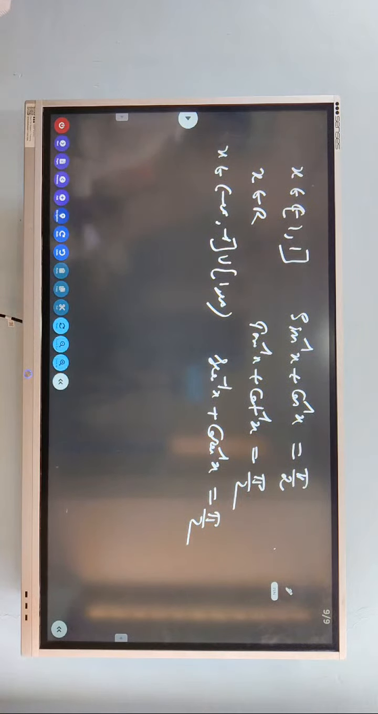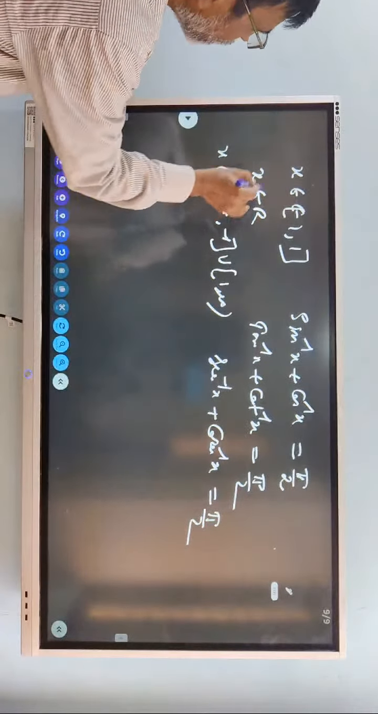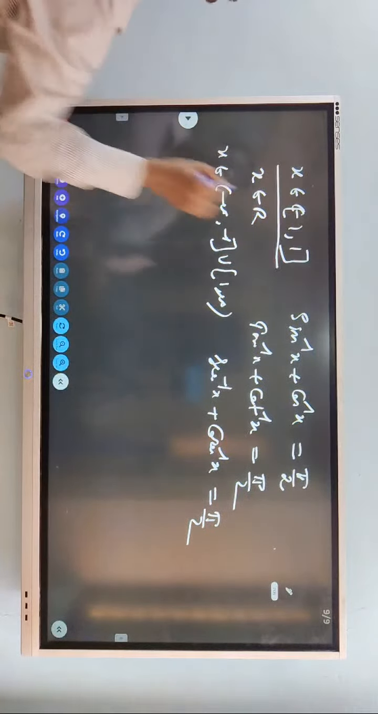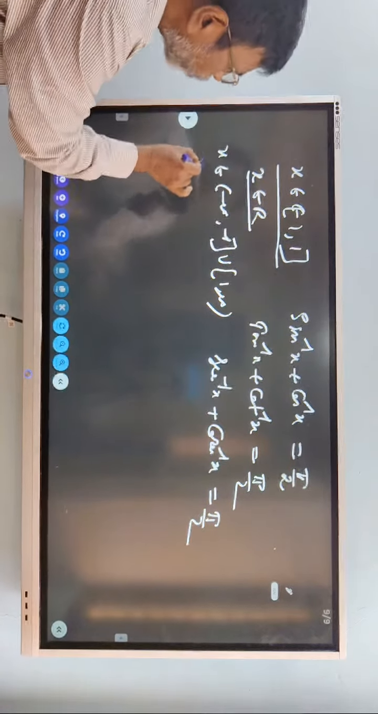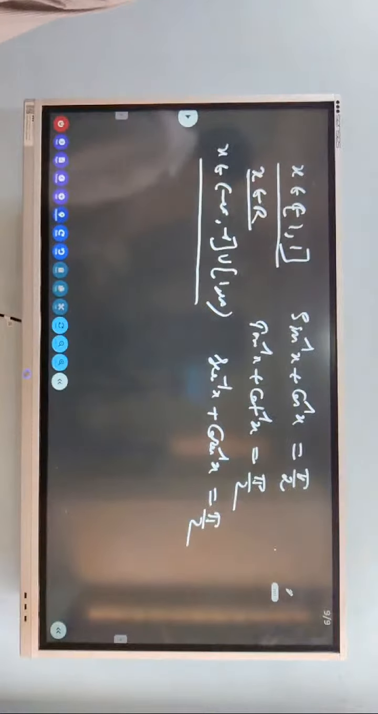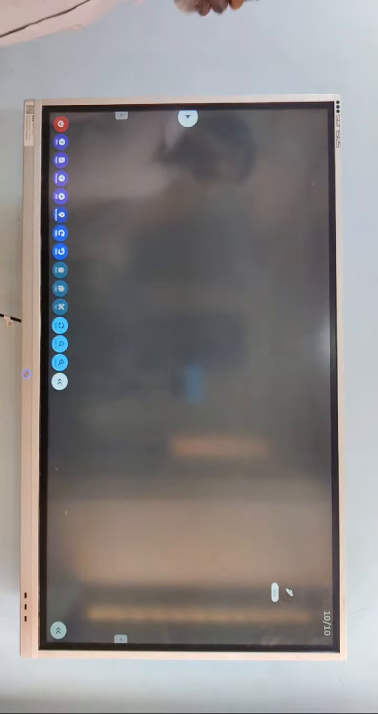These are the basic concepts. So that is secant inverse x plus cosecant inverse x. The intervals are very important: x belongs to minus 1 to 1, x belongs to R, and x belongs to minus infinity to minus 1 union 1 to infinity. These are the basic concepts for solving the problems. Now let me explain.